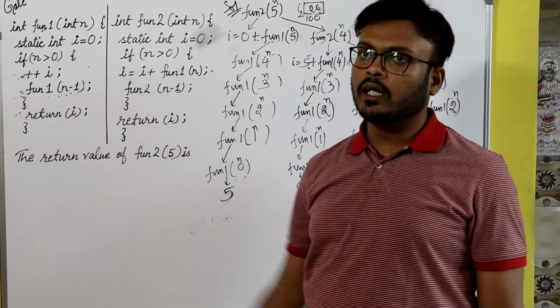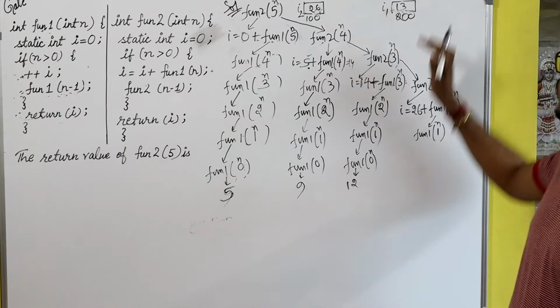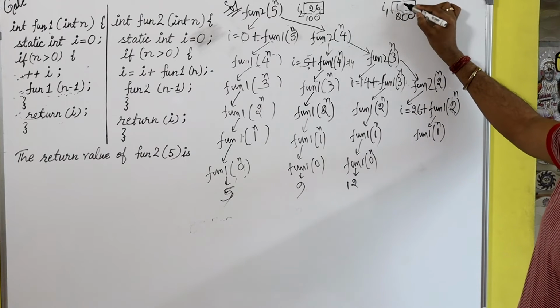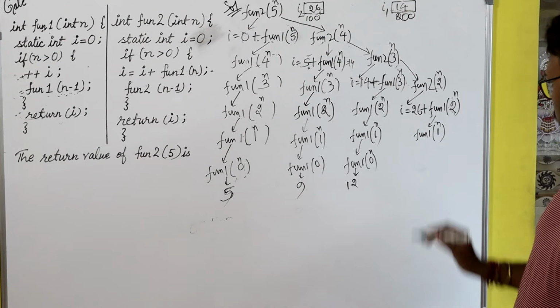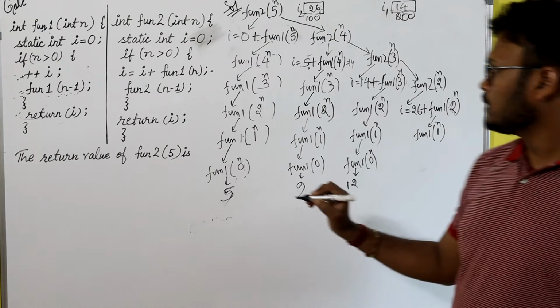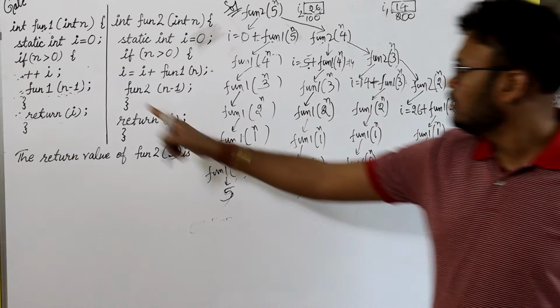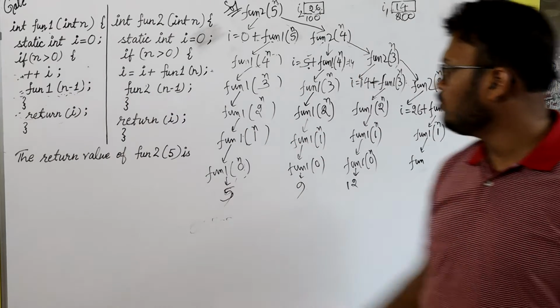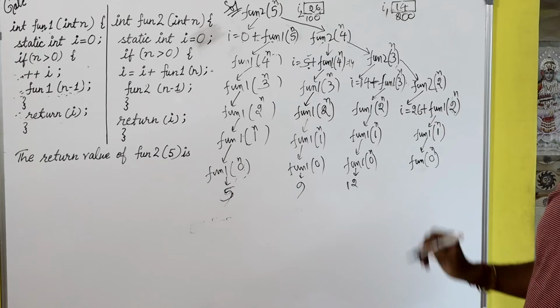So now again 1 greater than 0. Yes, 1 is greater than 0. So plus of I. Plus of I means what? It is 14. Okay. So now fun1 is calling. After this line, fun1 is calling what? Fun1 of 0. So the value of n is 0.